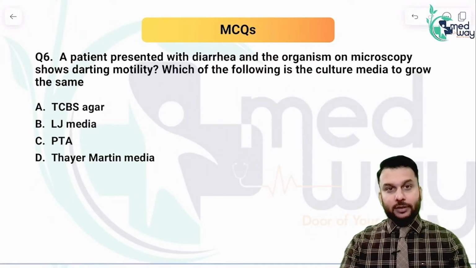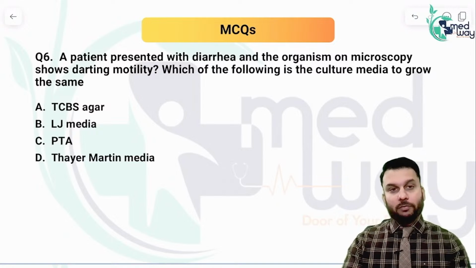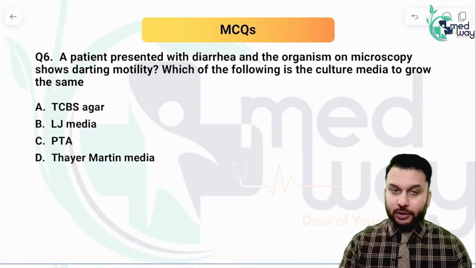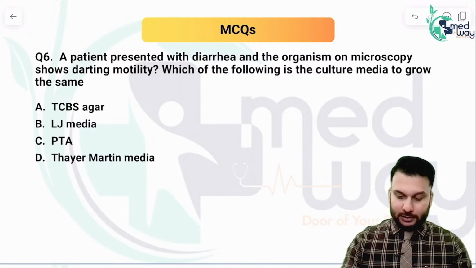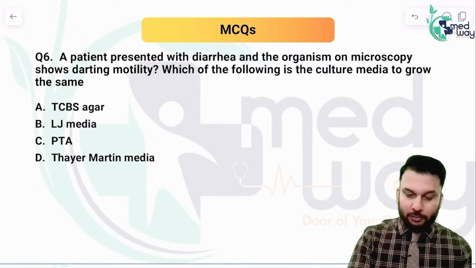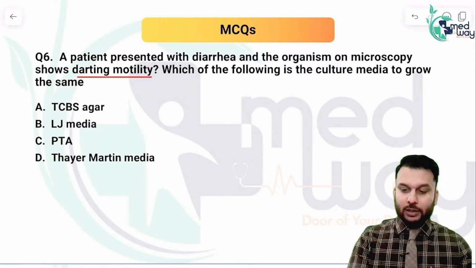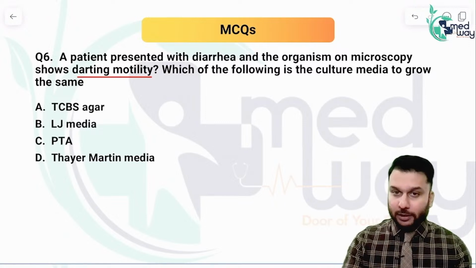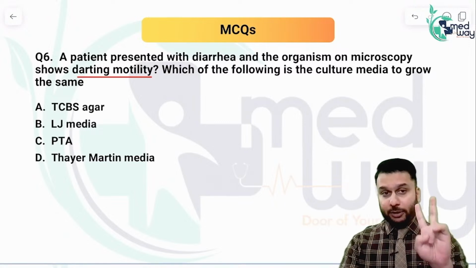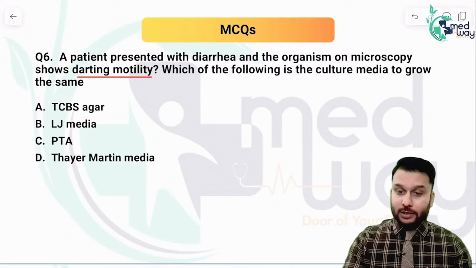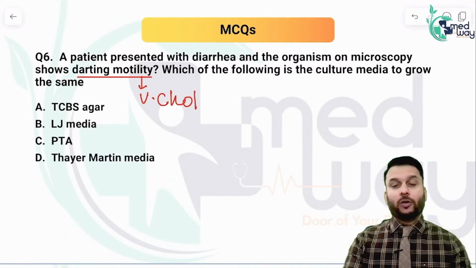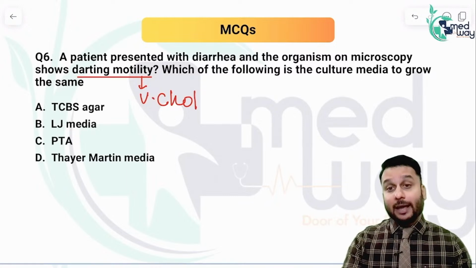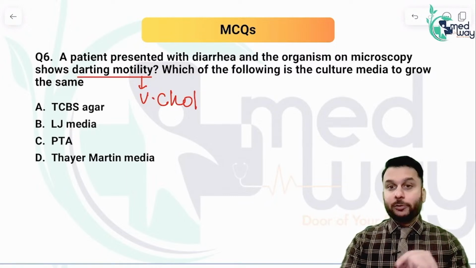Next, a patient presented with diarrhea and the organism on microscopy shows darting motility. Which of the following is the culture media to grow the same? First of all, from this you got to remember darting motility with diarrhea. Actually, the answer can be two things. One is Vibrio cholerae. Another is Campylobacter. Both of them show darting motility and both of them cause diarrhea.